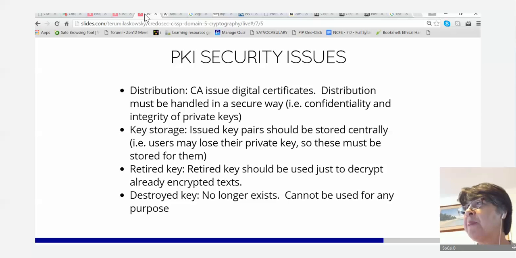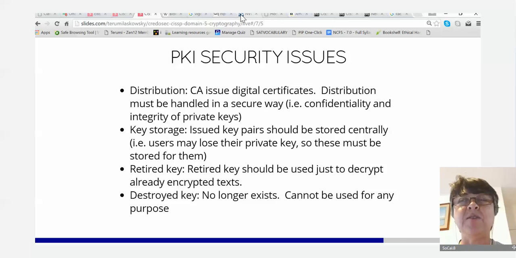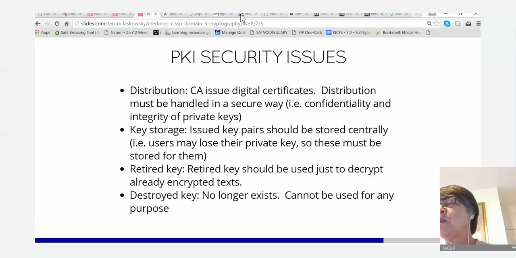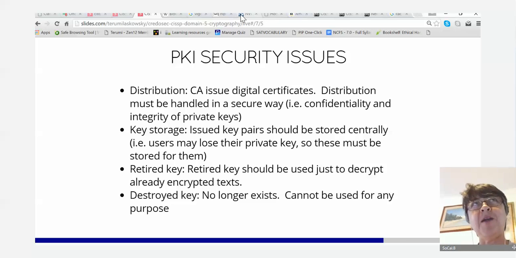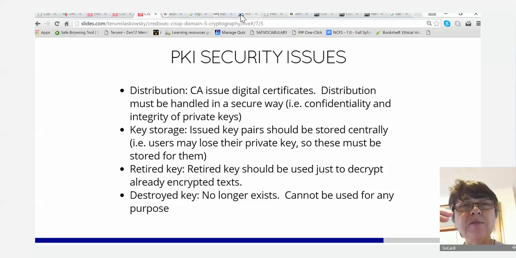So there you go. And so of course, this is a Big Brother thing going on here. If the CAC card is being distributed, then that must be protected, right? Key storage, issued key pairs. See, here we go. Issued key pairs. Once again, Big Brother, should be stored centrally. Oh, user may lose their private key, so they must be stored for them. Okay, so by reading that, you know that it's off a little bit, but knowing that these things do happen, of course.